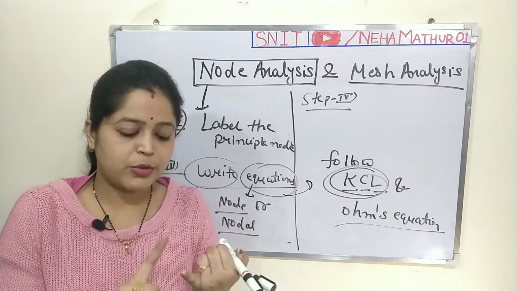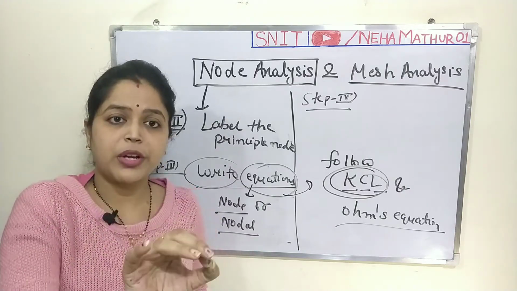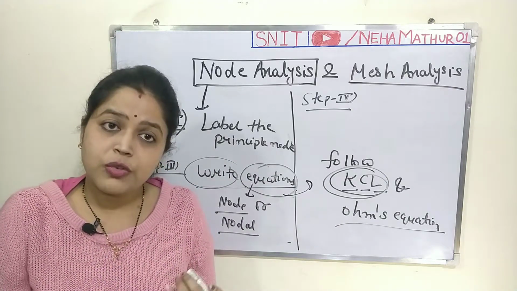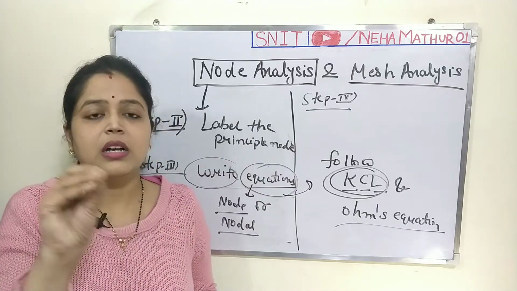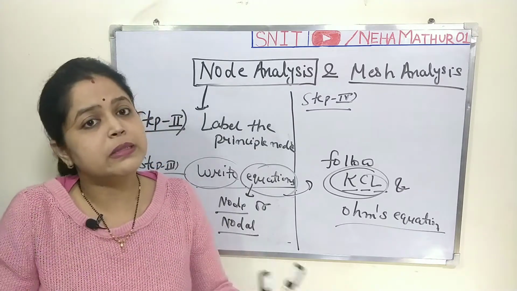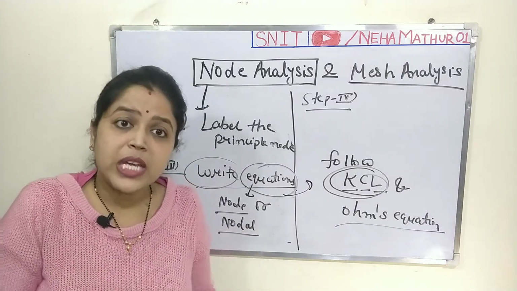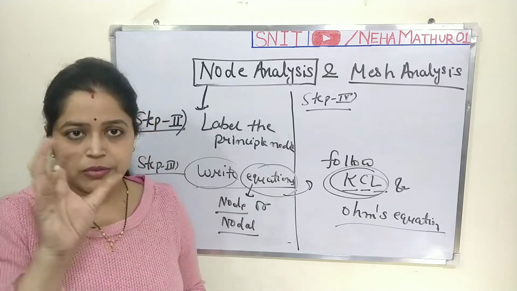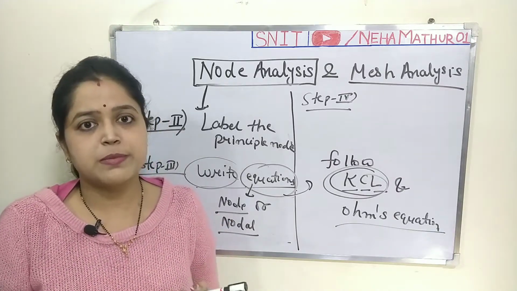In the first step, you will have to identify all the nodes, all the principal nodes, and nodes mean simply a point where a number of branches are connecting. Once you have done the identification, you will have to mention one principal node as a reference node, that means a ground connection. In the second step, you will have to label all the relevant principal nodes. The labeling may be in terms of V1, V2, V3, or VA, VB, VC, depends on you. It is not a standard protocol. You can take any label as per your own choice.